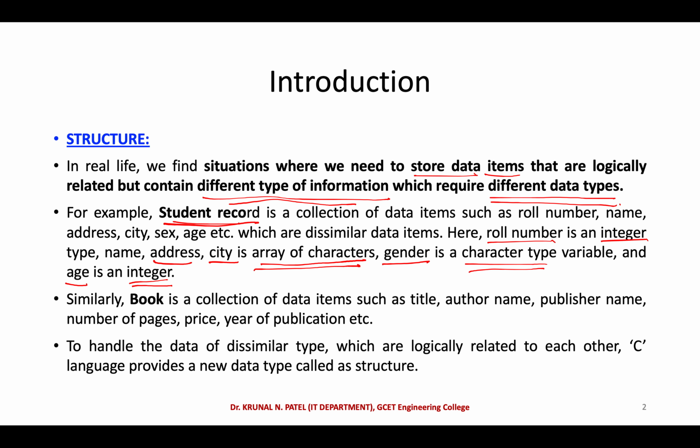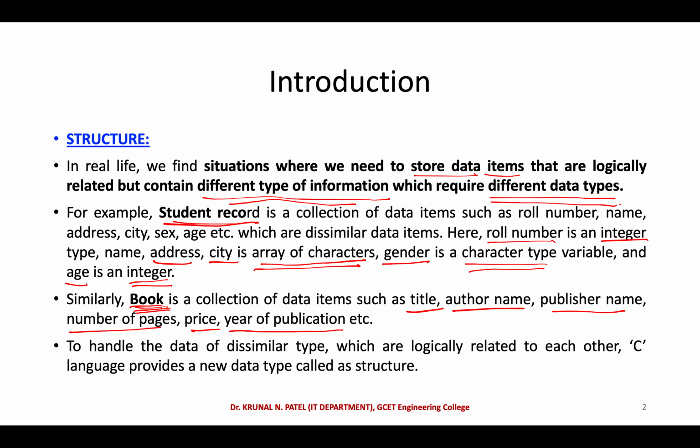This is another example, if I want to store the book information, right? So what kind of information can you store in this book collection, right? Suppose, for title, author name, publisher name, number of pages, price, what is the year of publication. Okay, so this much information you can store in this particular book collection, right?